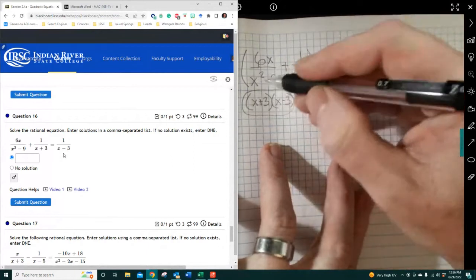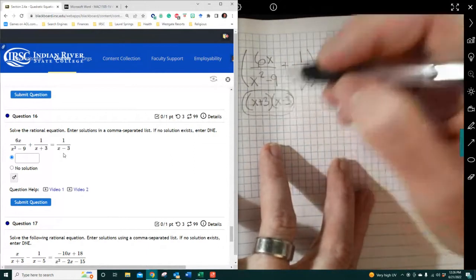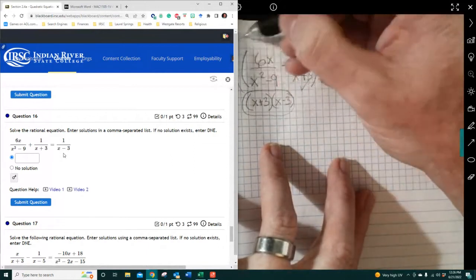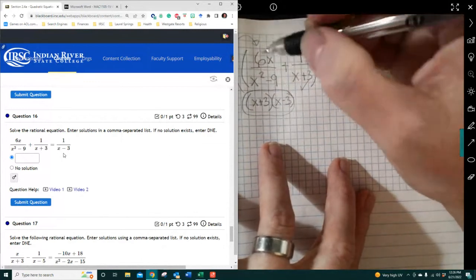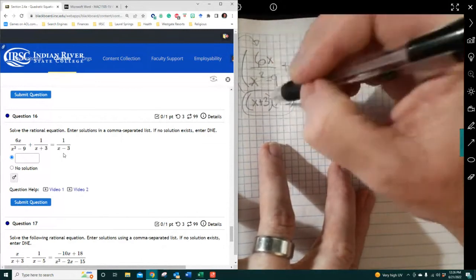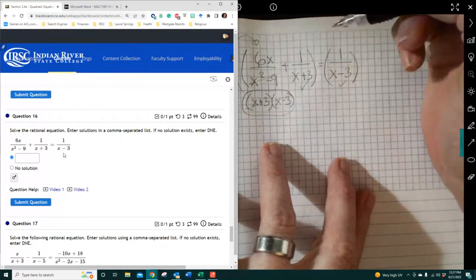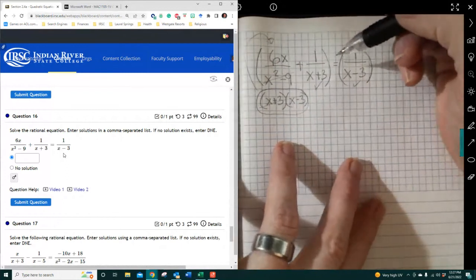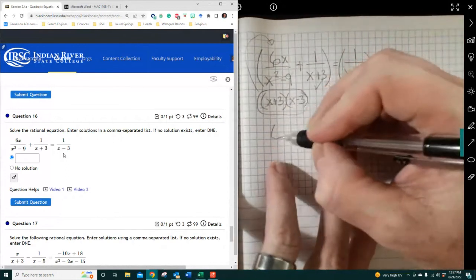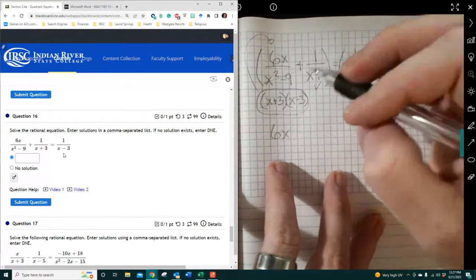Now, this is the difference of two squares. So this is this, right? So when I go ahead and multiply this times this, one thing you have to get used to is the fact that this will completely wipe out this when I go ahead and multiply it out, leaving you with simply 6x.